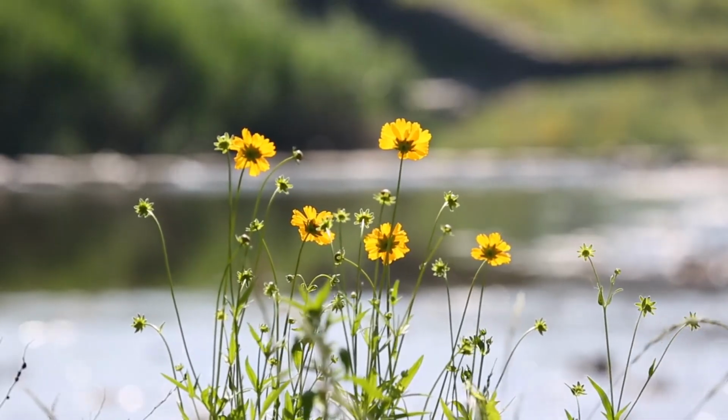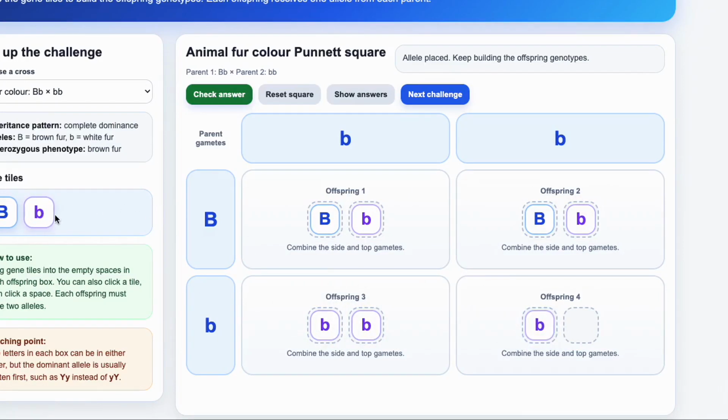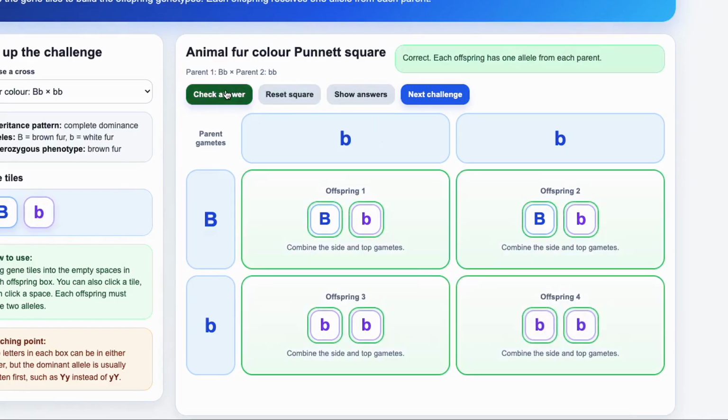A Punnett square is a model used to predict the possible genotypes and phenotypes of offspring from a genetic cross. It shows the probability of different outcomes, not a guarantee of exactly what each child or offspring will be. A Punnett square works by placing one parent's possible alleles across the top and the other parent's possible alleles down the side, then combining the alleles in the boxes.